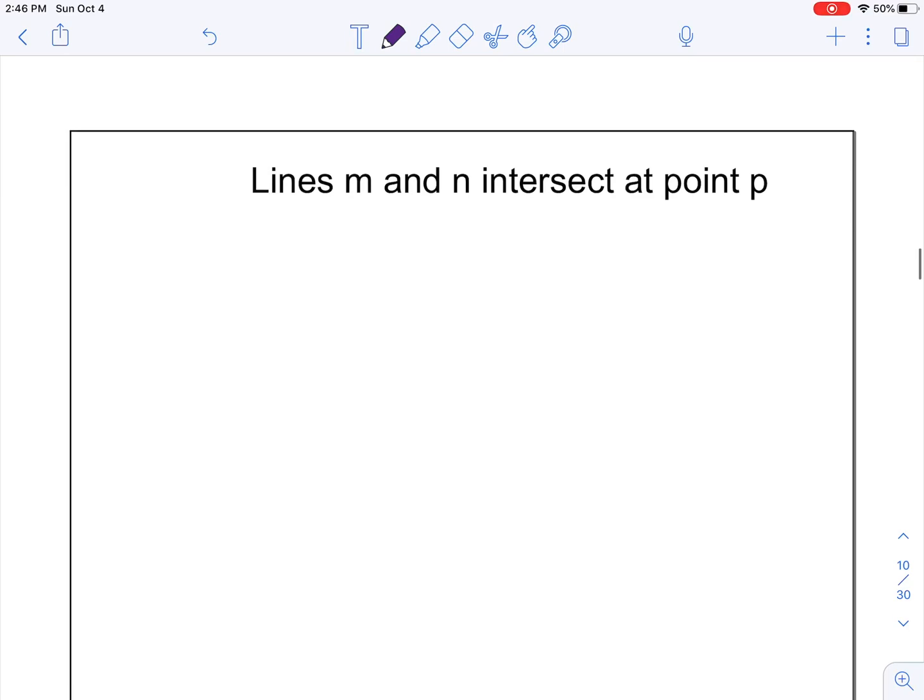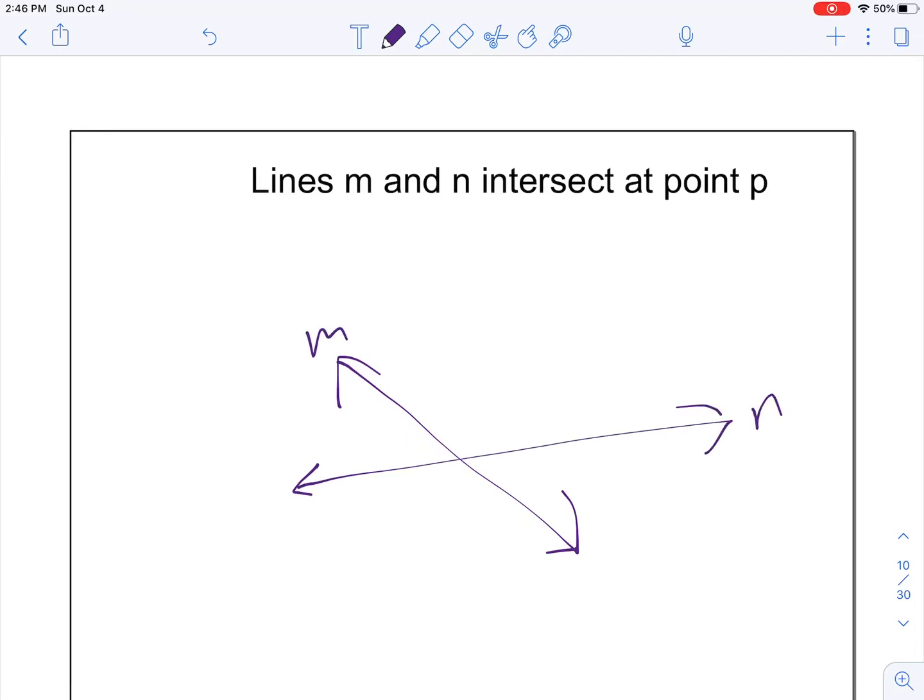So the next one then is lines M and N intersect at a point P. So draw yourself a line M. Draw yourself a line N. It does not matter how they look or where they intersect, as long as that intersection, this point right here, you call point P.